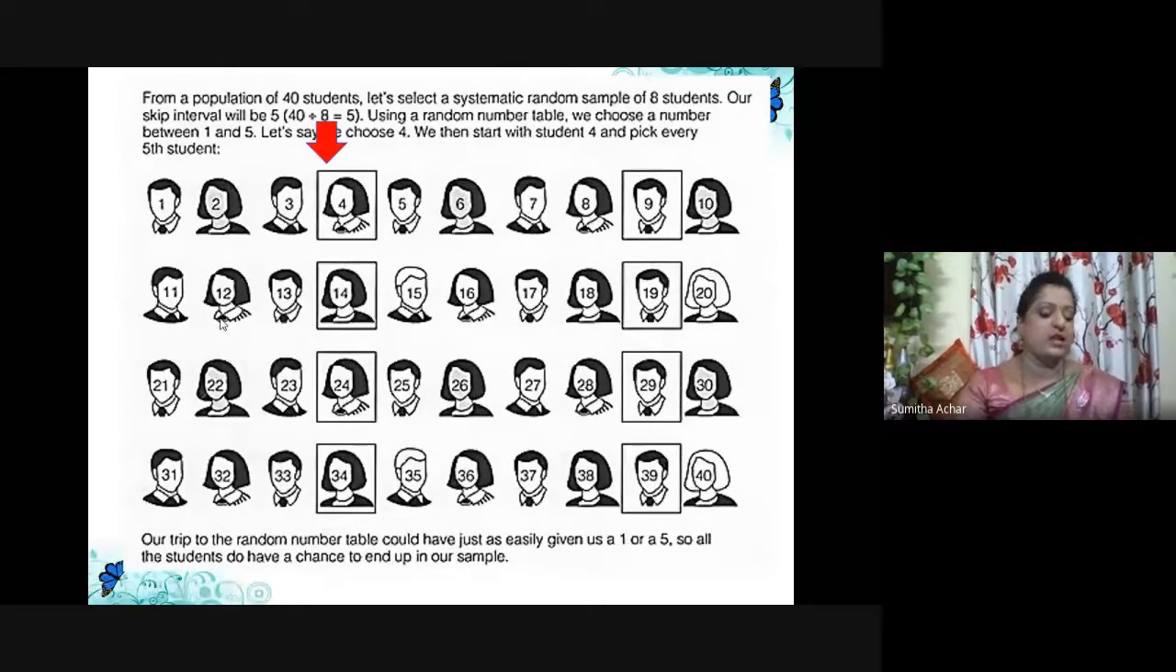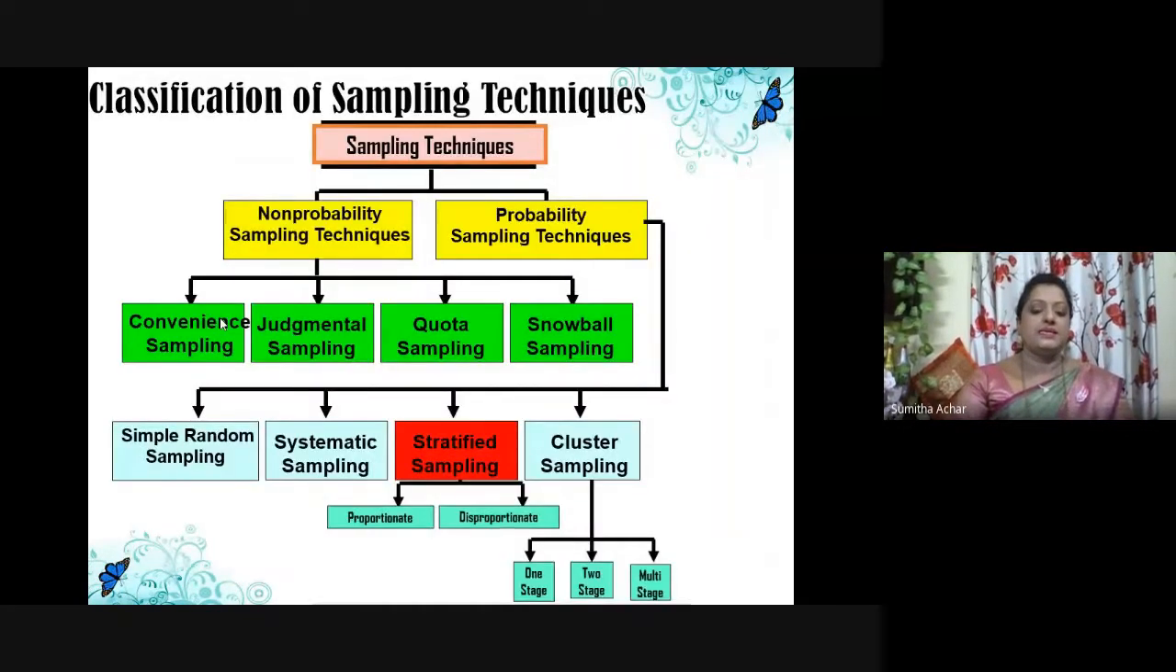So this is how exactly you tend to select it. I'm sure I'm clear about this, Tara ma'am. Okay.